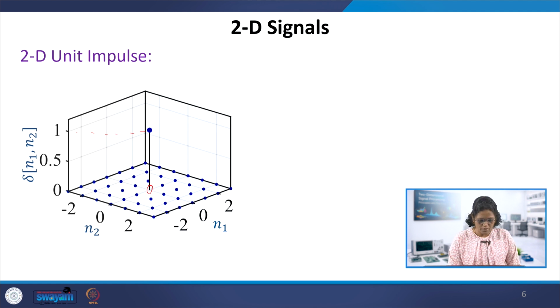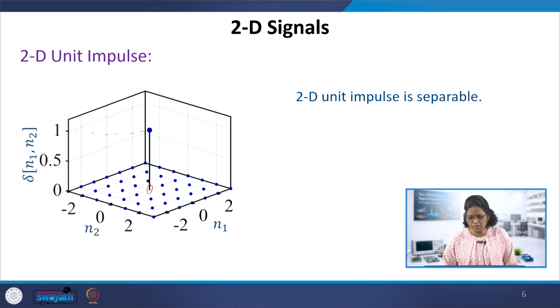Okay, so we can visualize this when we look at it in the top view. This is only showing the point; it would look like a point. That point is only represented in the previous diagram. So now, this 2D impulse, whether it is separable or not.